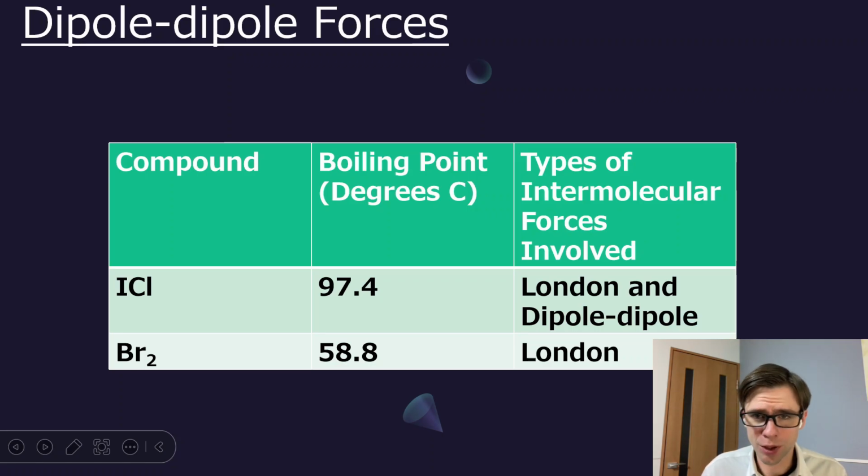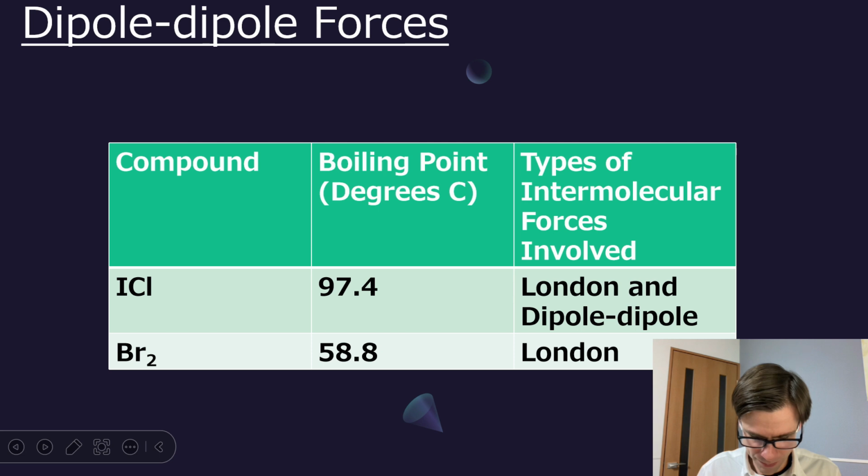But ICl has a permanent dipole. Cl is more electronegative than I. The electrons are held more closely by Cl. And so they can arrange themselves in a gas or a liquid or whatever, where negative regions are near positive regions. They offer sort of permanent attractive forces that really increases the boiling point to 97.4 for ICl. Types of forces involved though, remember that there's still London. London probably makes up a large part of the attractive forces. Maybe that would bring the boiling point up to 58 roughly, but it's the dipole-dipole forces that push it 40 degrees higher. That's a good way to think about it, I think.